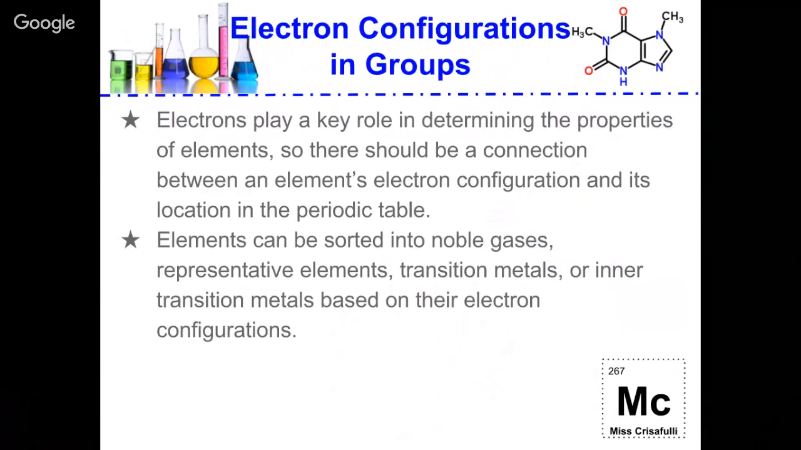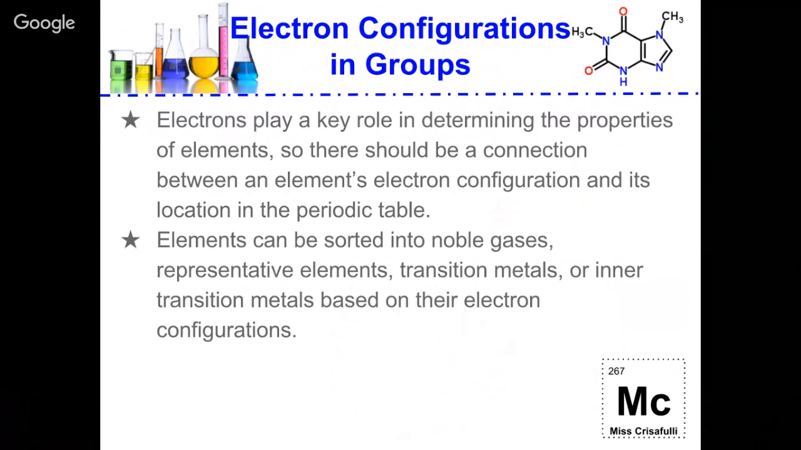So now let's talk about electron configurations in groups. Electrons play a key role in determining the properties of the elements, so there should be a connection between an element's electron configuration and its location on the periodic table. This is going to be a quick review because we talked about this in chapter 5.